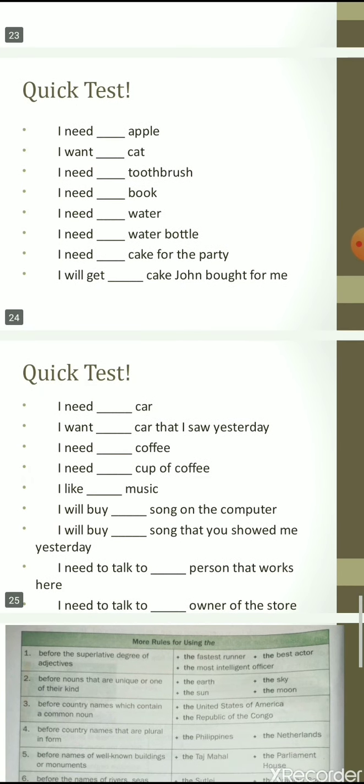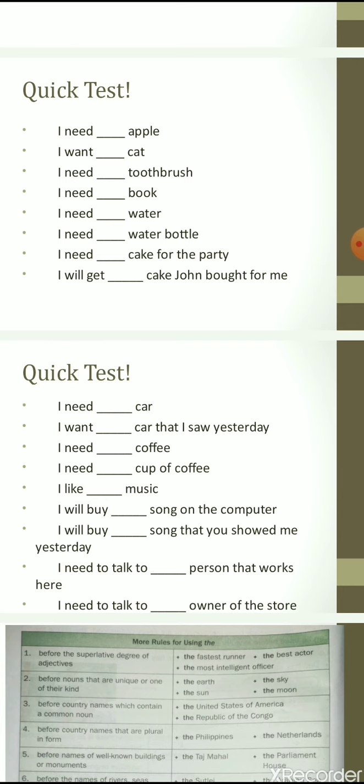Now a quick test. See if you all can solve it. You can pause the video and then I'll tell you the answers. So pause the video, take the test, and then when I tell you the answers, you match your answers with mine. I'm hoping we all are done. So I am telling you the answers.